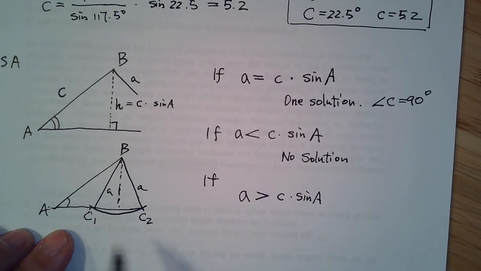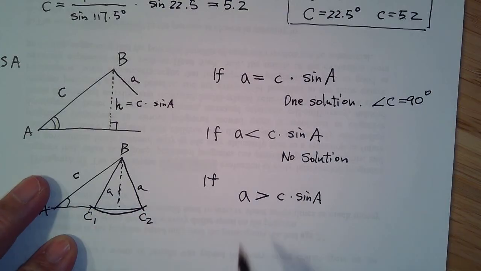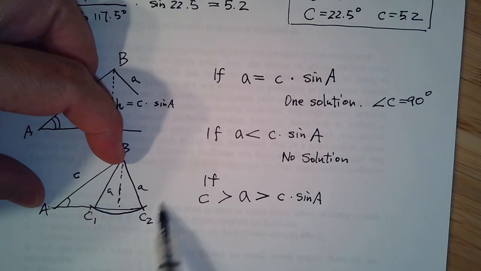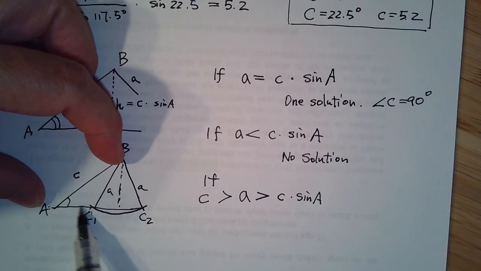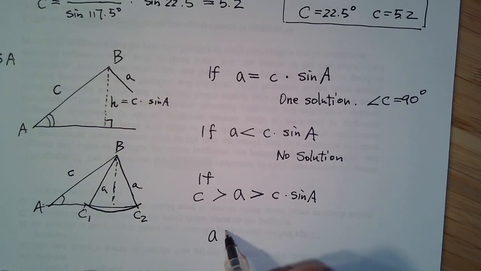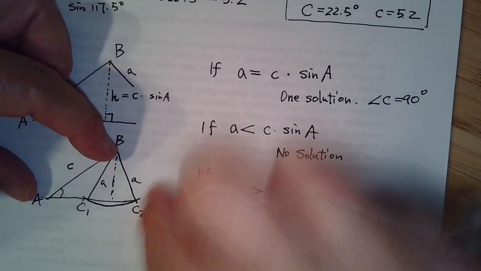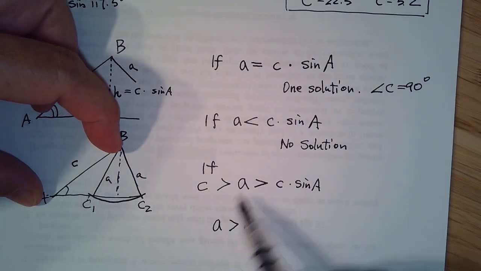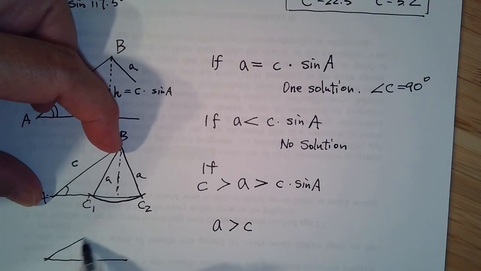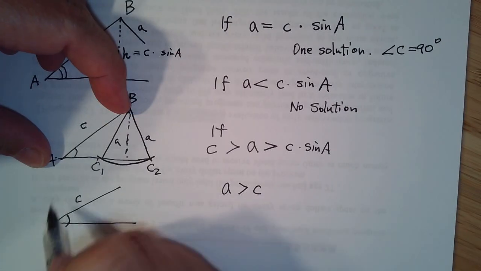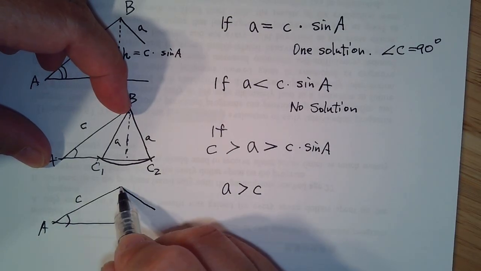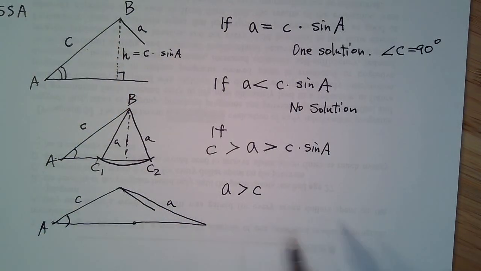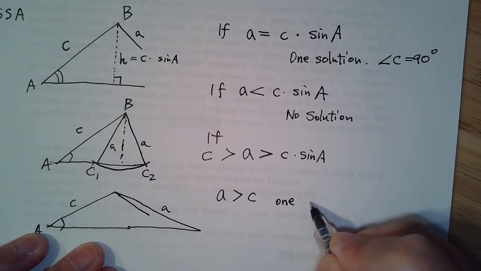Interesting, huh? However, this a must be shorter than c. Why? Because this a, you spin that and you're going to get two solutions, but it cannot go beyond c. So if a is greater than c, which means this side a is too long, then there's only one solution, because there's a c, there's a, and it's going to be like that. That's your a. Because a is longer than c, there's only one solution.